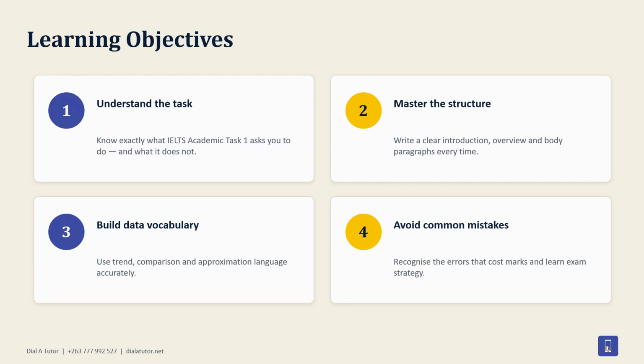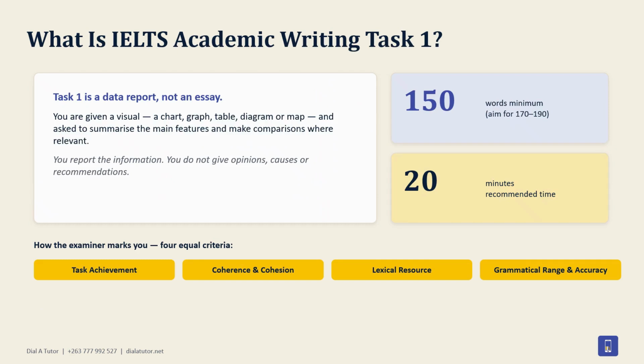And then the fourth aspect: you need to know how to avoid the common mistakes. You learn the common mistakes so you can avoid them before they ever cost you marks. Keep these 4 goals in mind, and as we move through the lesson, everything we do today will connect back to them. All right. Now let's have a look at what IELTS Academic Writing Task 1 is.